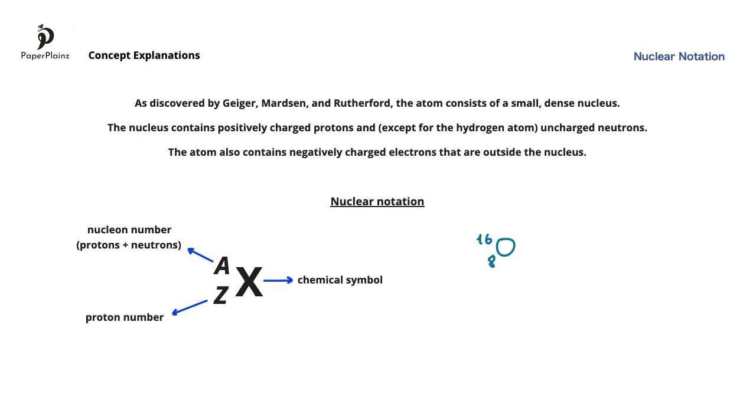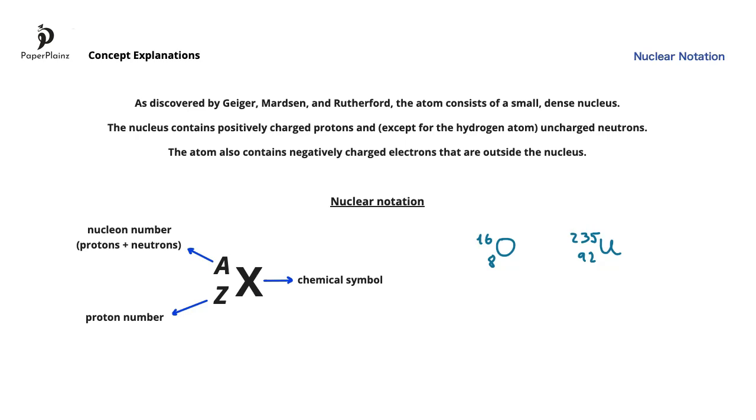A radioactive element that is often used in nuclear reactors is uranium-235. 235 here represents the nuclear number. Uranium has 92 protons, so the nuclear notation for uranium-235 would be U, 92, 235.